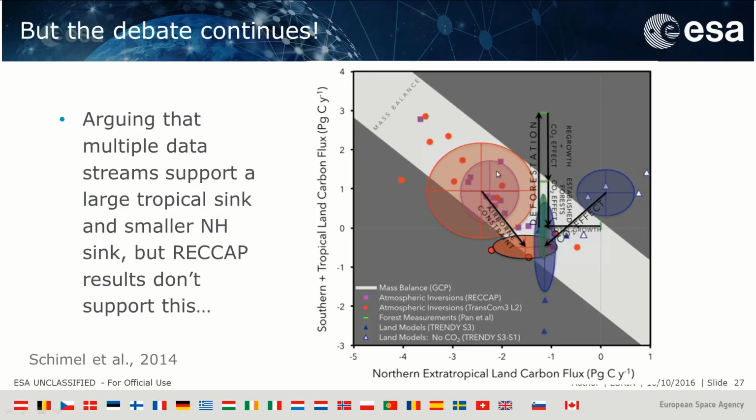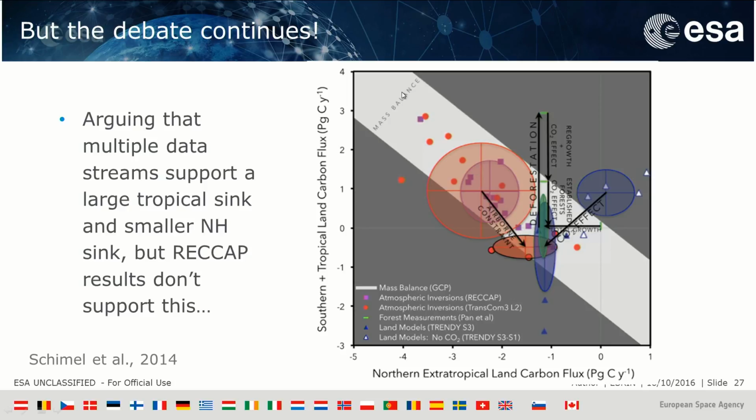And based on mass balance, only this white stripe can be true, because we know how much carbon is in the atmosphere. So if the northern extratropical land carbon flux is going in this direction, this one has to be going in this direction. They have to stay on that stripe, or else it's no longer physically consistent. And this is a paper from Dave Schimmel and his group, and they were arguing that multiple data streams suggest that you have to end up here.